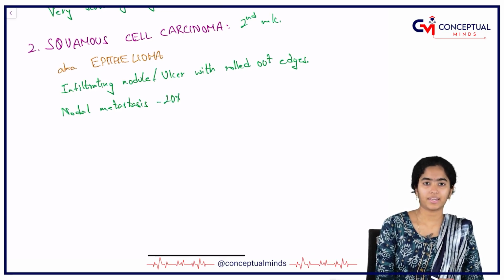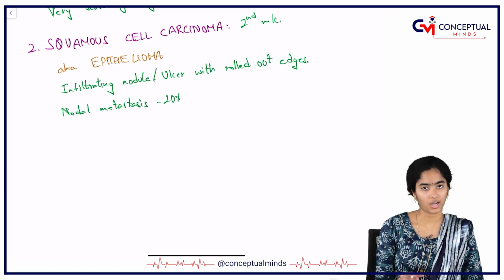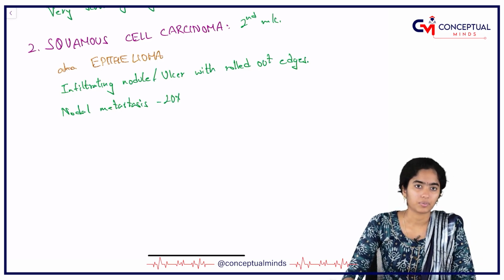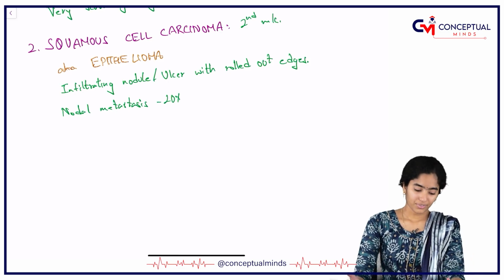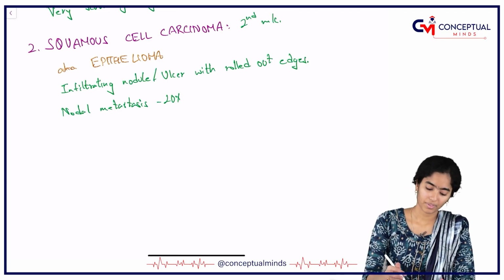Early lesions, you can give radiotherapy. If it's quite advanced or if it has invaded into bone or cartilage, then a wide surgical excision and plastic repair of the defect has to be done. If at all lymph nodes are already involved, we have to do a block dissection for them.